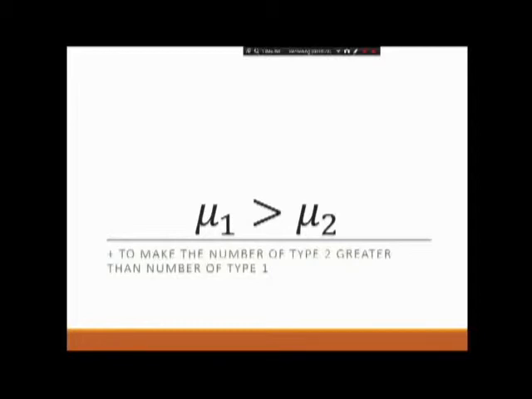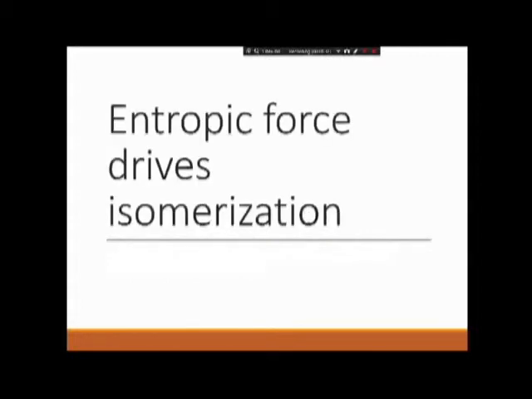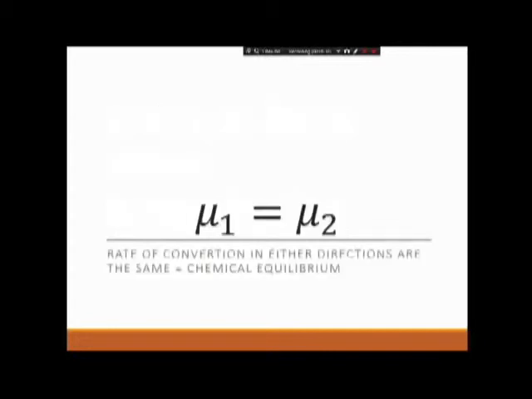It occurs because there is an entropic force that drives isomerization from one type into the other type. But if the chemical potentials are the same, the rates of conversion in either case are equal. In this case, we can reach the chemical equilibrium condition. So that was the physical explanation of how molecular machines extract useful work for the energy storage method inside the cell. That is from the difference of species' chemical potential.